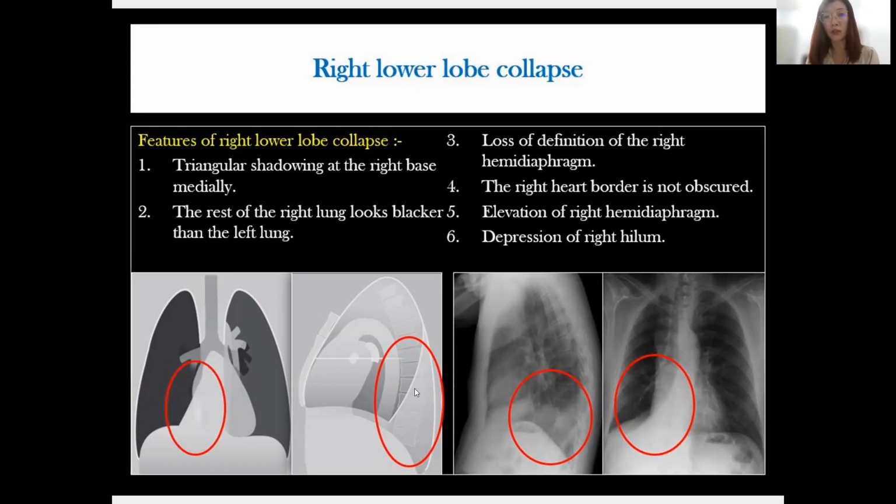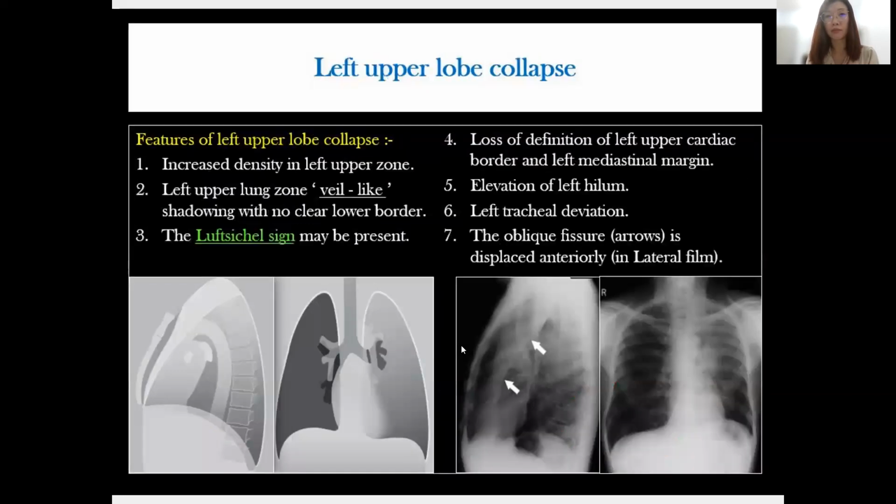Then on lateral view, you will see opacity at the posterior of the chest wall. Again, on frontal view, rarely do we do the lateral view. So we look at the frontal view, and you will have a triangular opacity overlapping with the right heart border. This is right lower lobe collapse.